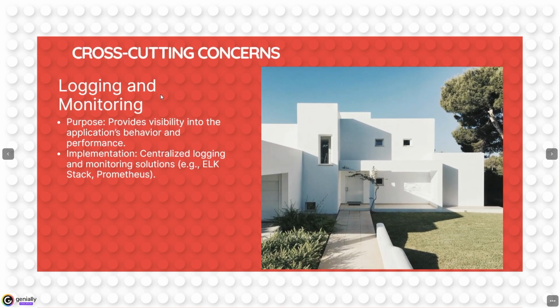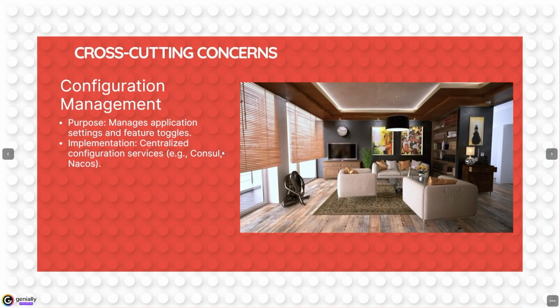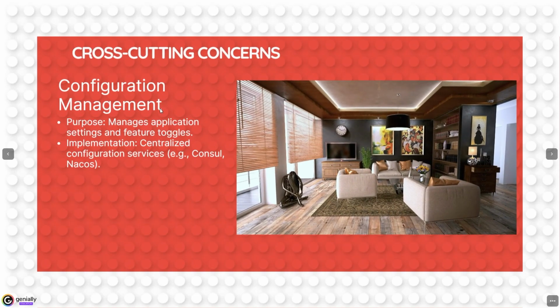Logging and monitoring. Purpose: provides visibility into the application's behavior and performance. Implementation: centralized logging and monitoring solutions. Cross-cutting concern, configuration management. Purpose: manage application settings and feature toggles. Implementation: centralized configuration services.